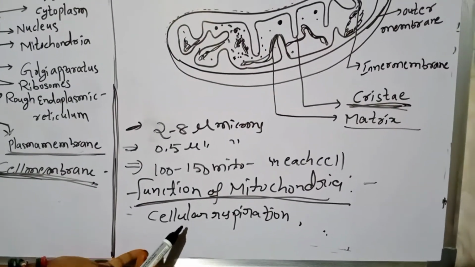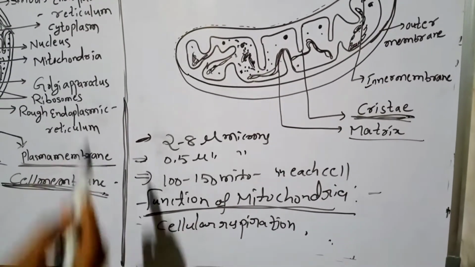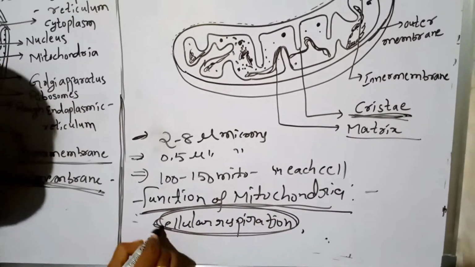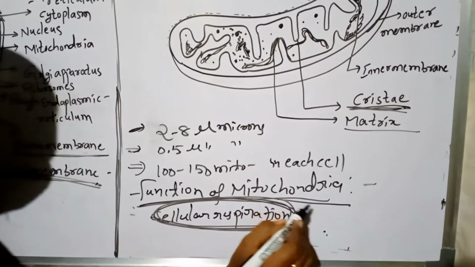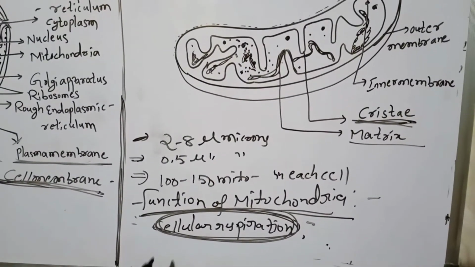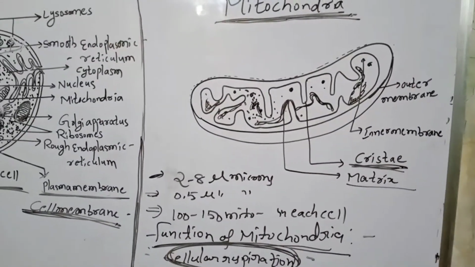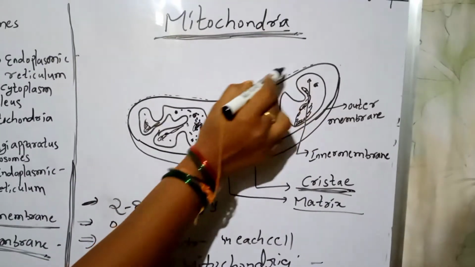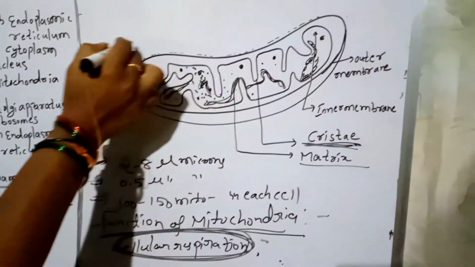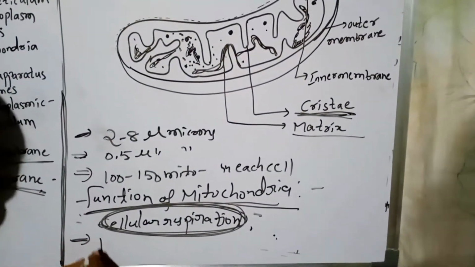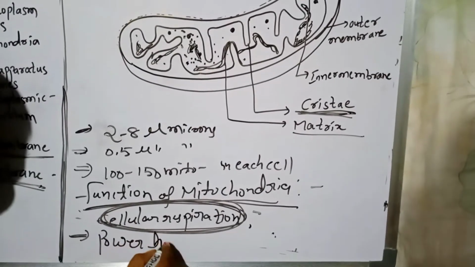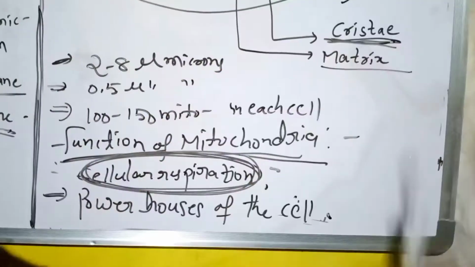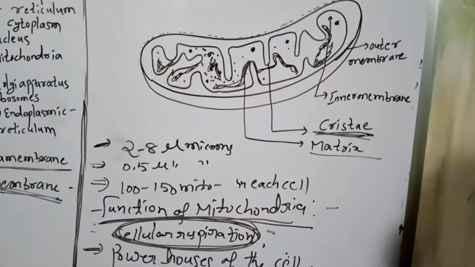This is a process through which cells convert sugars into energy. Energy is required to do work. So mitochondria is responsible for energy. That's why mitochondria are called the powerhouses of the cell. This is about mitochondria.